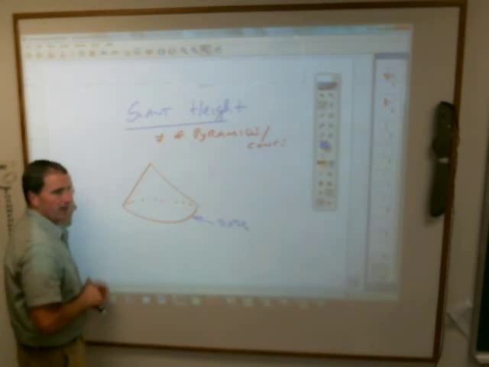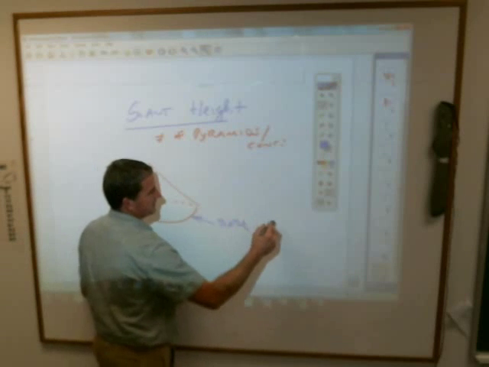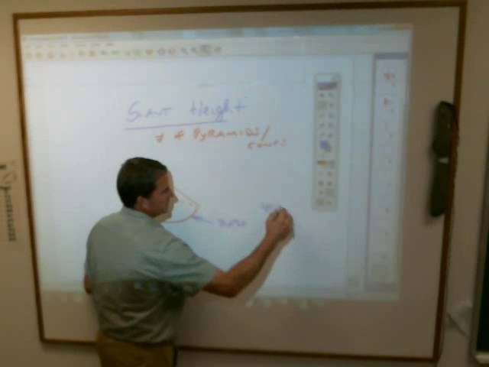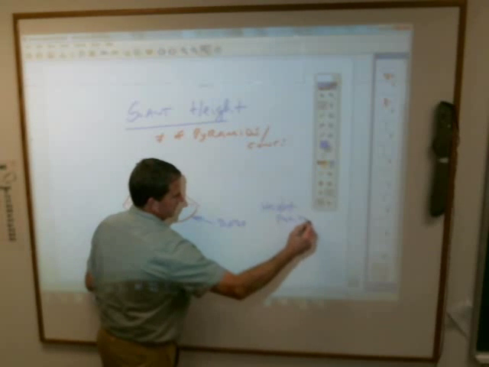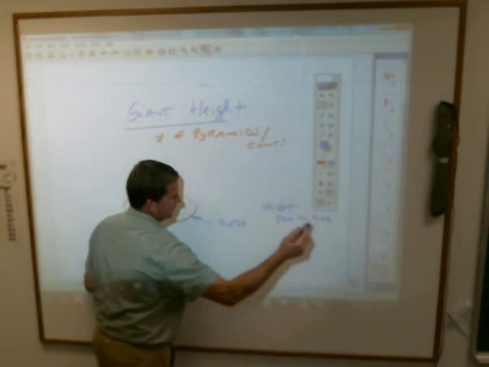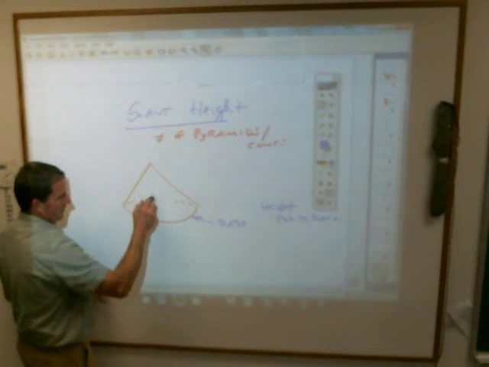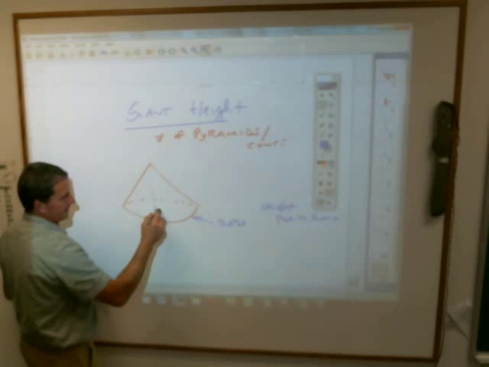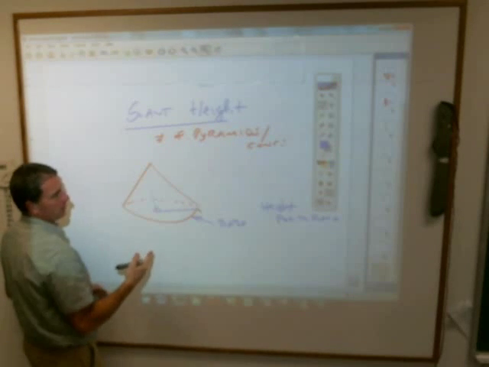When we talk about the height, not the slant height, what is the height? When you talk about base and height, height is normally perpendicular to the base. If I asked you for the height of this, you would have to give me this straight up and down line right here that forms a right angle with the base. That would be the actual height.